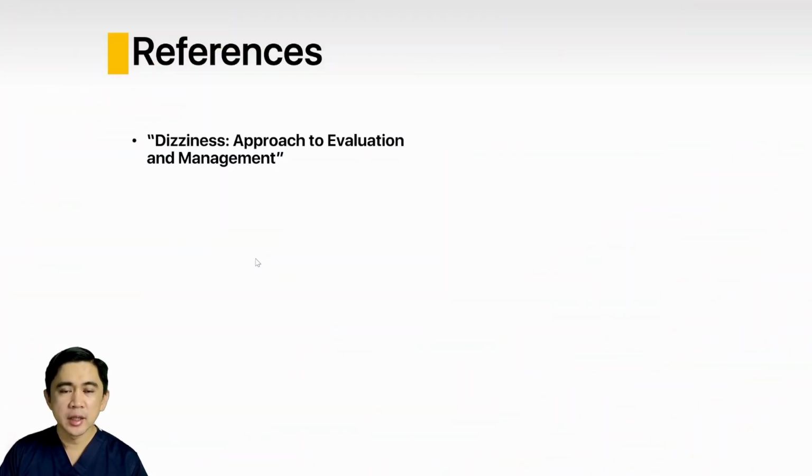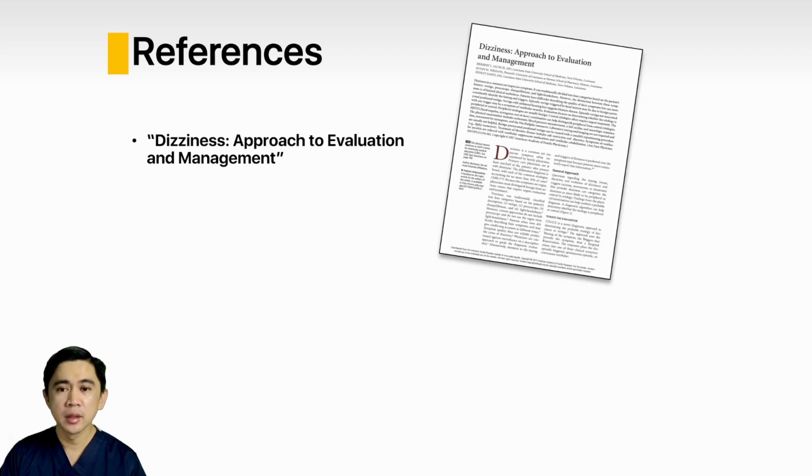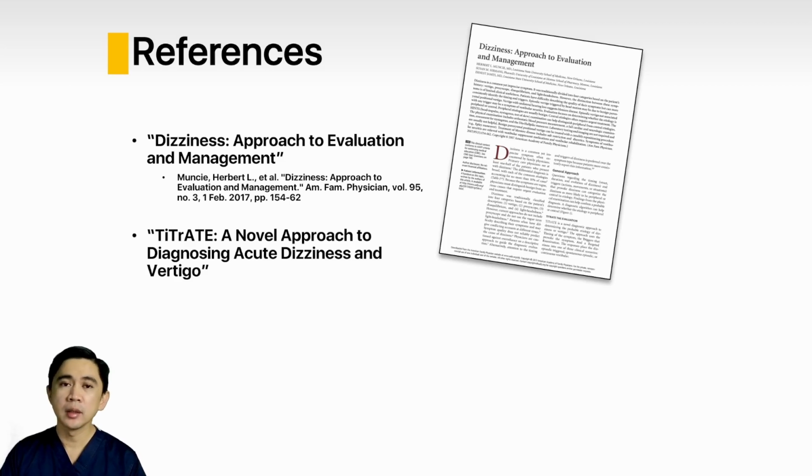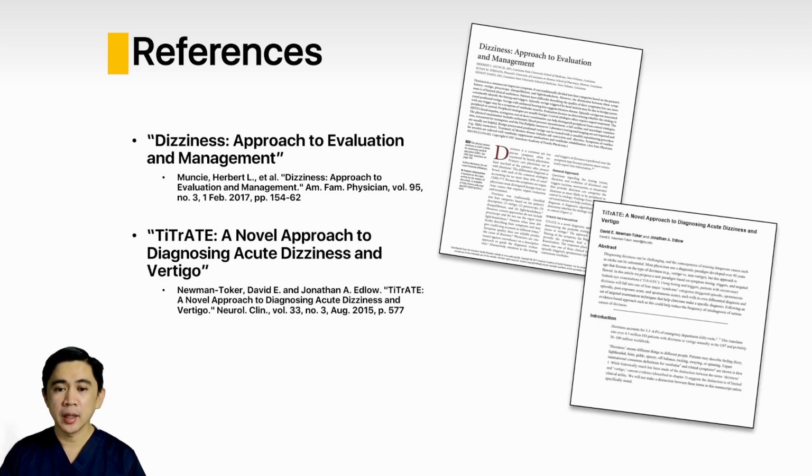So for my references, first we have the Dizziness Approach to Evaluation and Management. This is published by the American Academy of Family Physicians, a very good resource. You can actually download it in their website. This was published 2017. And the next one is Titrate, a novel approach to diagnosing acute dizziness and vertigo. And this was published 2015. Both of these materials are very practical.